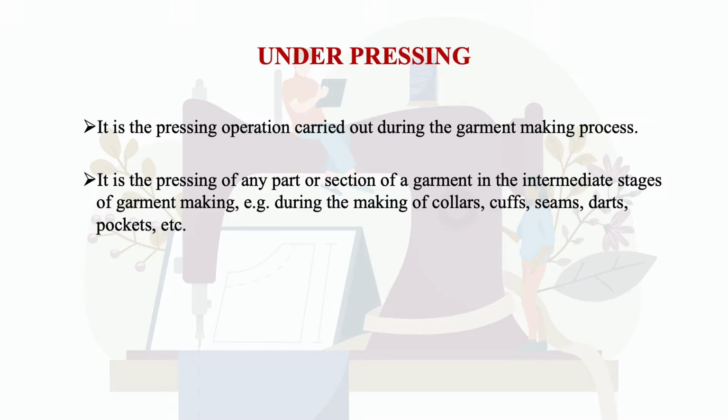Like when we are making the garment, the pressing we do at that time is called under pressing, like what we do on the fabric before cutting of the garment. So it is the pressing of any part or section of the garment in the intermediate stage of garment making, like during the making of the collars, scarves, seams, darts, pockets, at every time. Like if we have got the fabric, we can do the pressing of the fabric before cutting. When we have cut the fabric, we can do the pressing.